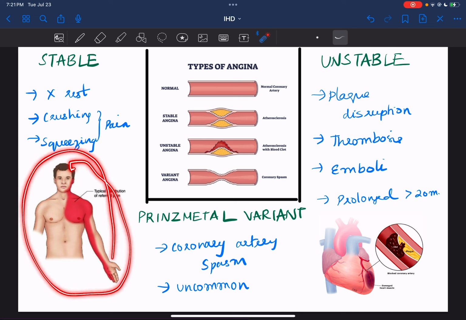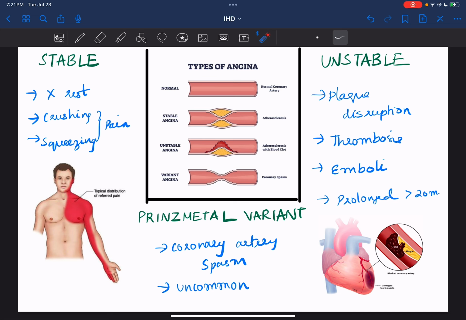Fine. This image is really important. Take a look at where the stable angina pain is referred to. And this medial part also is very important for clinical purposes. Okay. Now what about unstable? Unstable is when this plaque ruptures and goes to other parts as thrombi or emboli. So there's thrombosis happening. And this pain usually lasts for more than 20 minutes in duration.